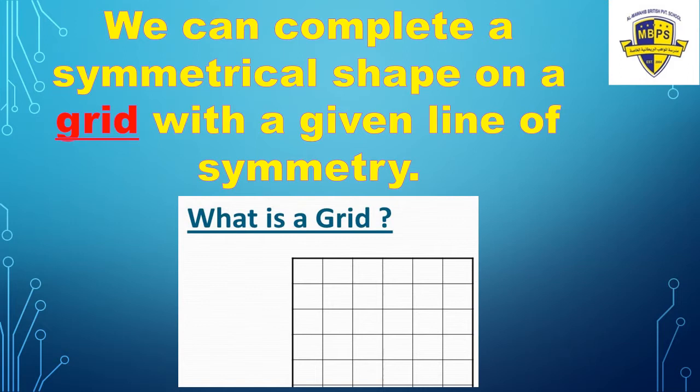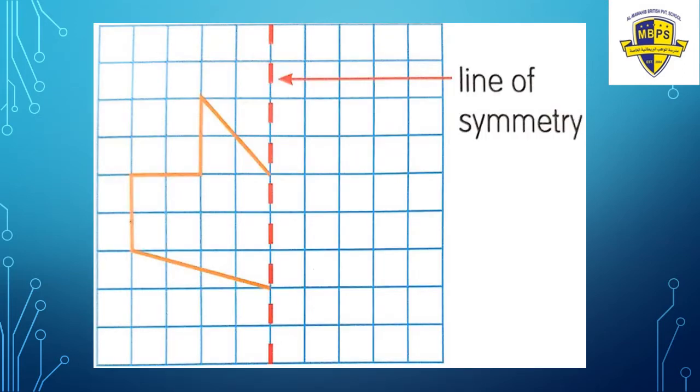We are going to learn how to complete symmetrical shapes on a grid when we have a line of symmetry. Now what is a grid? A grid is where we have horizontal lines and vertical lines, that is sleeping lines and standing lines, which cross each other to form squares. You can see that you have small squares. So this is called a grid. And now on the next slide we will learn how to complete symmetrical shapes when we have a line of symmetry. Let's start students.